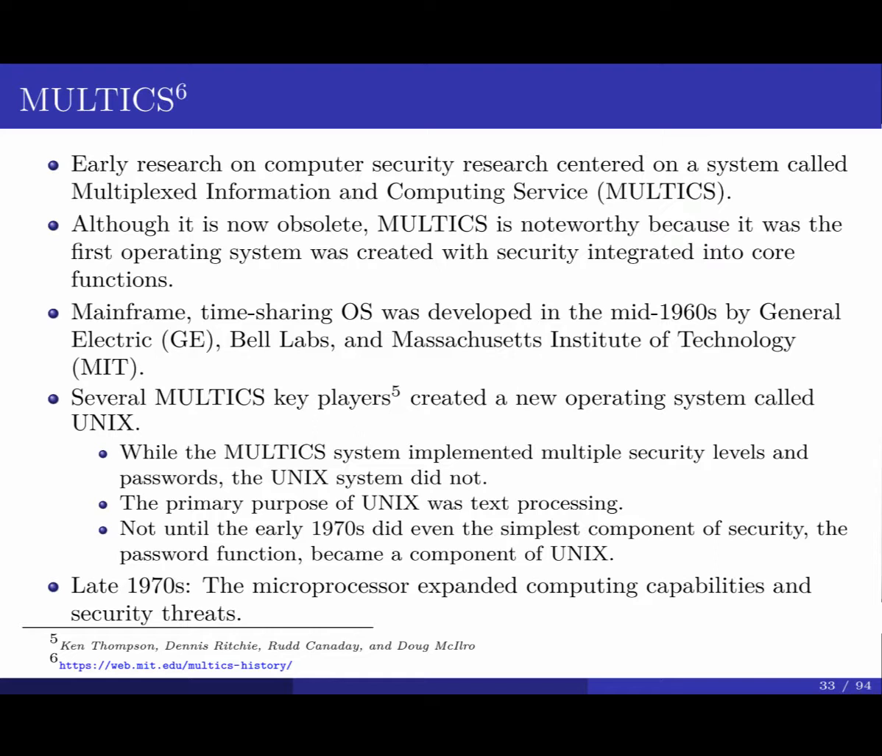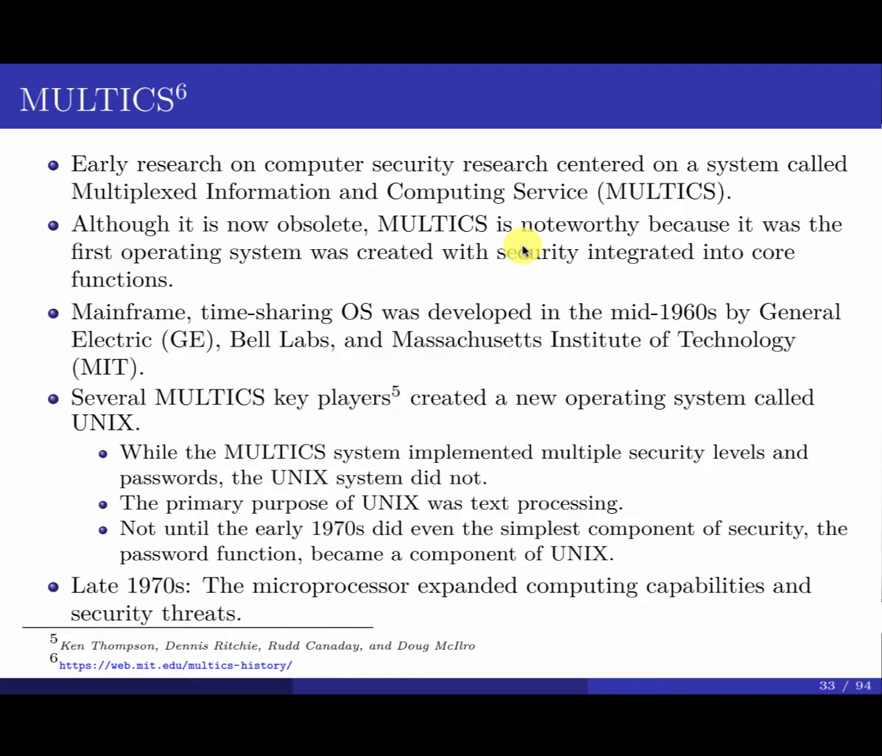They call it Multiplexed Information and Computing Service, a mainframe time-sharing operating system developed in 1960 by General Electric, MIT and Bell. Several players who worked on this project went on to create a new operating system called Unix. So the people that started Unix were working on the project called Multics, which is another operating system. The Multics operating system is obsolete, it's not available or used anymore, but it's worth mentioning because this is the first operating system.